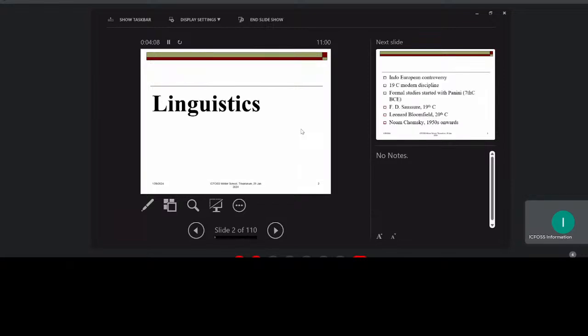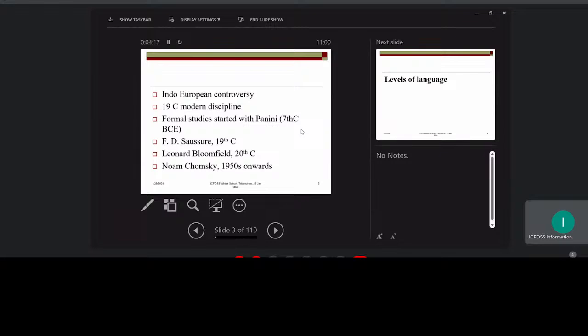So linguistics is a relatively modern discipline, from the 19th century, you might say earlier. There's a controversy with linguistics, what we call the Indo-European controversy. Have we heard about the Indo-European controversy? Have you heard about Indo-European or Proto-Indo-European? Have you heard about Sanskrit being the mother language of many languages?